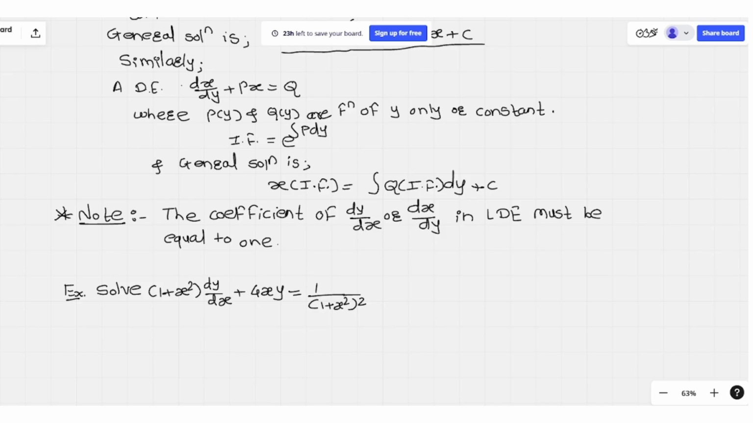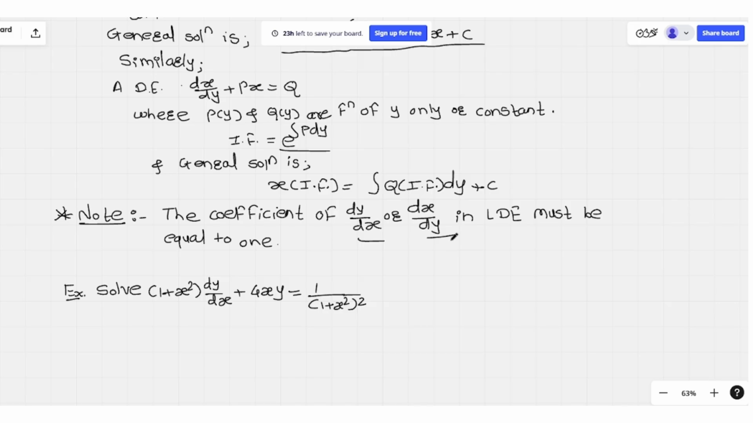Here the integrating factor is e to the power integration of p dy, and the general solution is x into integrating factor, because here x is the dependent variable, equal to integration of q into integrating factor dy plus c. Here we have to note that in both linear differential equations, the coefficient of dy by dx or dx by dy must be equal to 1.